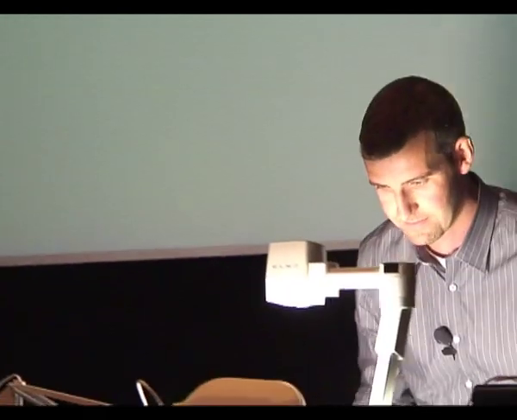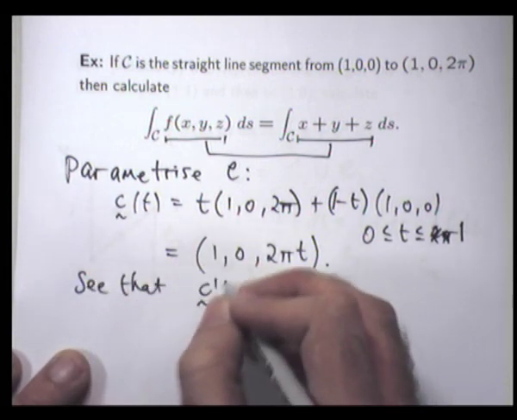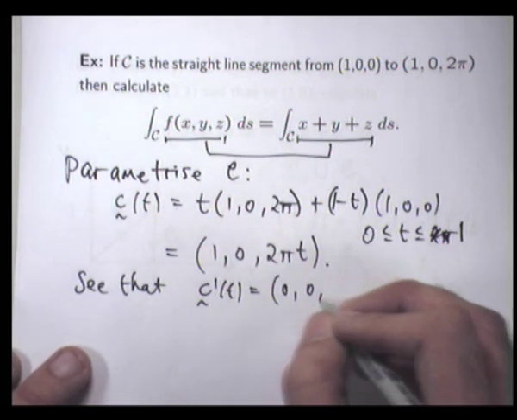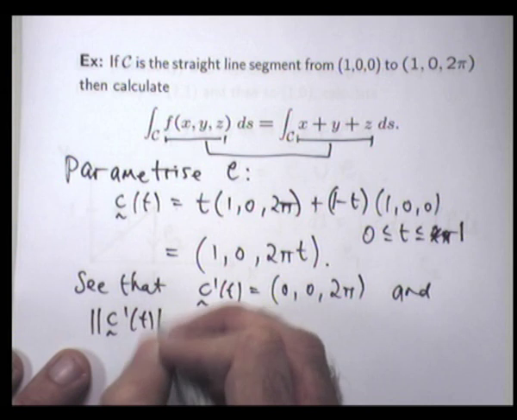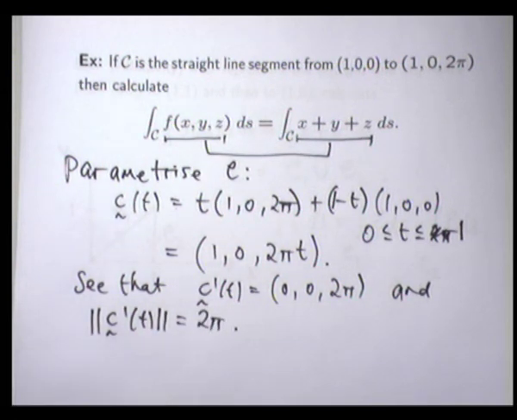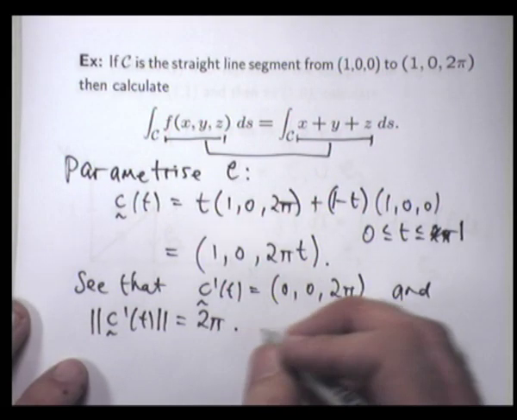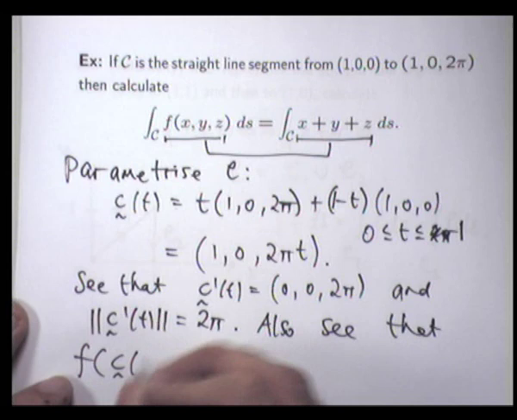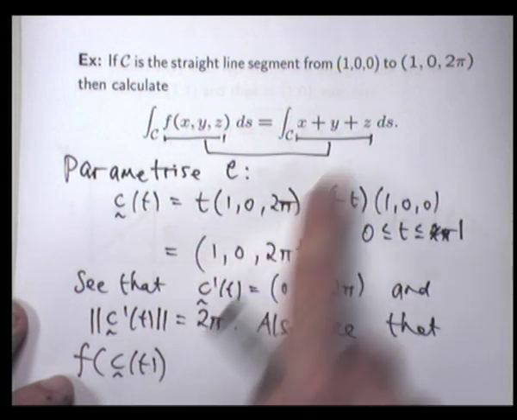All right, so we need the derivative of C and we need its magnitude. So what do we get? We're going to get something like 0, 0, 2 pi. And the magnitude, of course, then is 2 pi. Again, no t dependency. All right, so also see that f evaluated along C. So we go up here, we replace x with 1, y with 0, and z with 2 pi t.